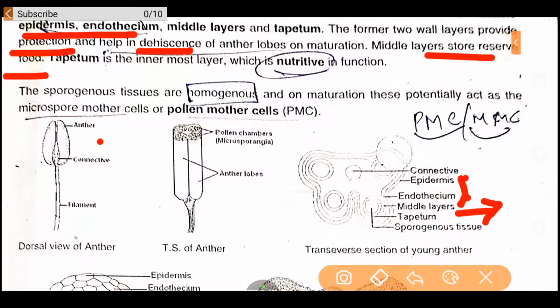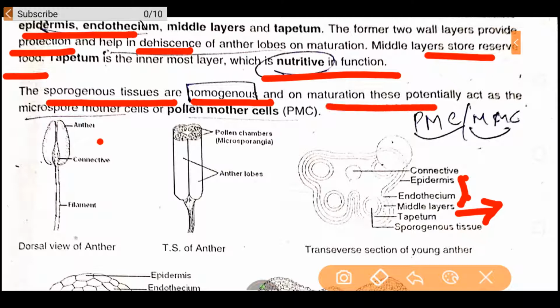Now tapetum is the innermost layer, which is nutritive in function. Nutritive to the sporogenous tissue and the developing microspore. The sporogenous tissue is homogeneous, meaning it is composed of the same kinds of cells, and on maturation these potentially act as microspore mother cells. The sporogenous tissue differentiates into microspore mother cells or pollen mother cells. We can call it either PMC or MMC.